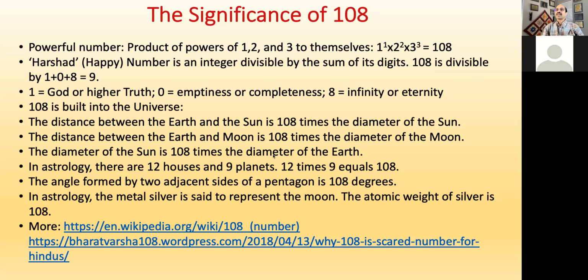So, what else? 108 is really... the distance between Earth and Moon is also 108 times the diameter of the Moon. See, even astronomy is full of 108s, right? The distances in the universe are also measured in units of 108. And the diameter of the Sun is 108 times the diameter of the Earth. The distance between Earth and Sun is 108 times the diameter, and the diameter of the Sun itself is 108 times the diameter of the Earth. Wow.